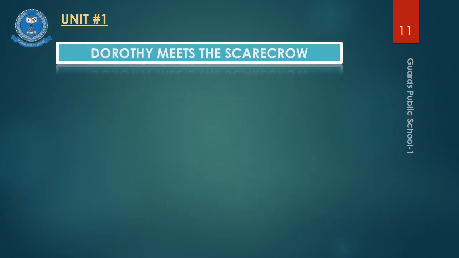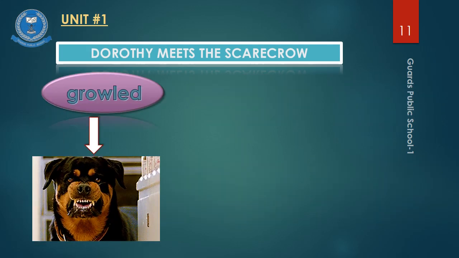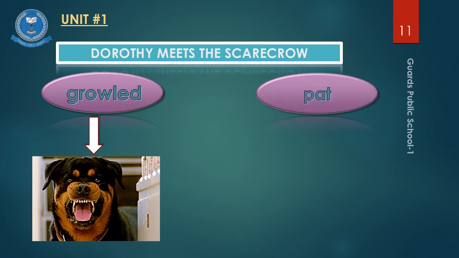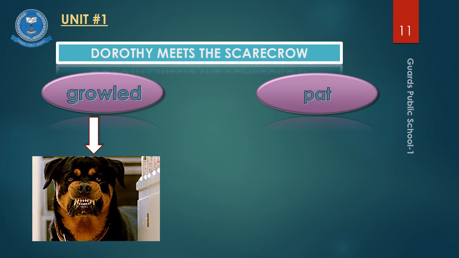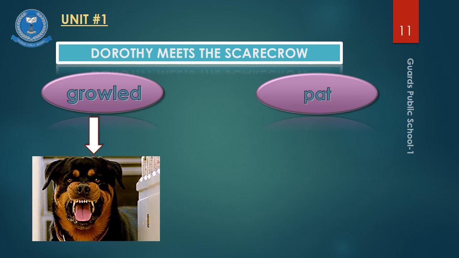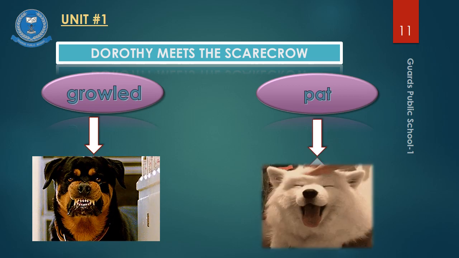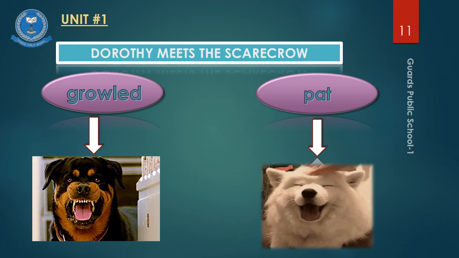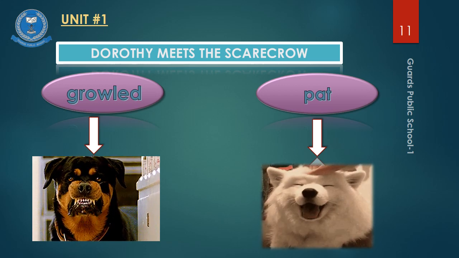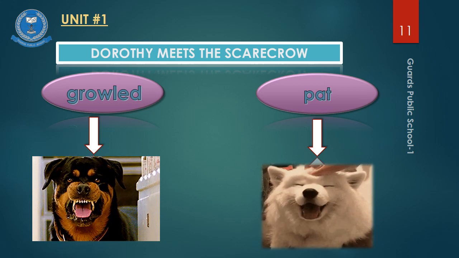Okay, students, the next word is growled. The word is growled, and growl means to bark angrily. Here you can see a dog is barking. So what should I say? The dog is growling. Another word is pet. The word is pet, and it means to touch quickly and gently with the flat of the hand, as you see in the picture on the slide.